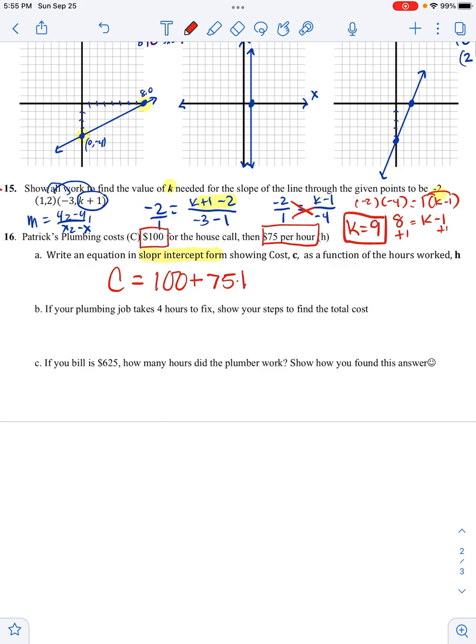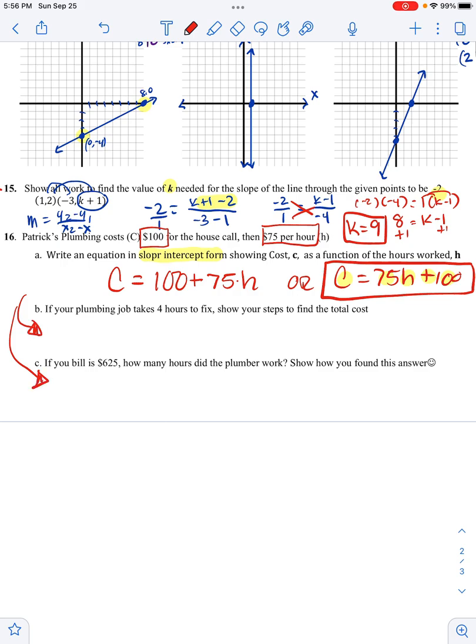Or I'd probably, because I'm a math teacher, write it like this, just so it seems more familiar to me as slope-intercept form, because it's kind of y equals mx plus b. Not important, you could write it either way. Now you're going to use that equation to answer these other two questions. If your plumbing job takes 4 hours, so they're giving you h, you're going to plug that in for h. It says show your steps to find the cost.